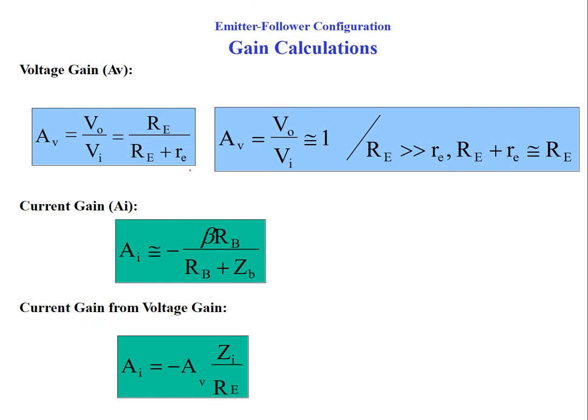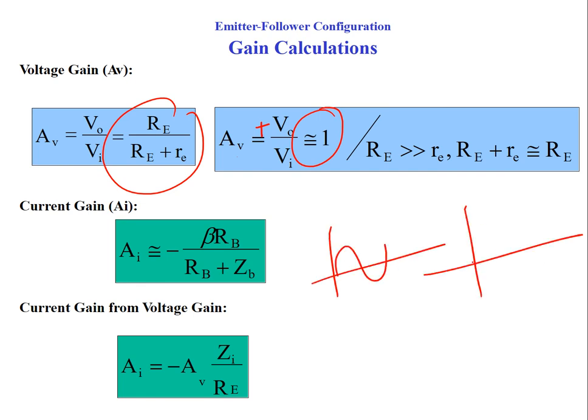The gain calculation formulas are standard formulas. The voltage gain is usually 1 here, a positive sign, so there is no voltage phase change. If the input is this one, the output will also be this one, with no phase change. This is the current gain and the other formulas.